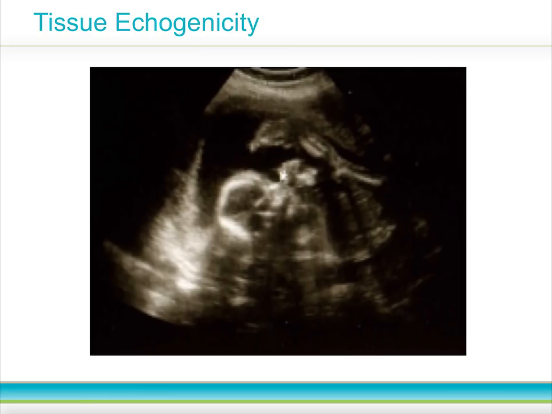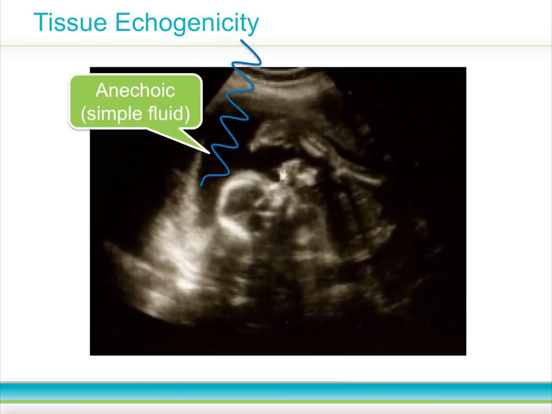When an ultrasound beam passes through a tissue without significant reflection, this area appears black, or anechoic, on the image. Simple fluid is anechoic, such as the amniotic fluid in this ultrasound image of a fetus.